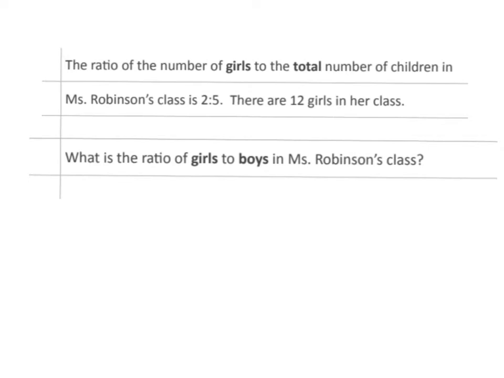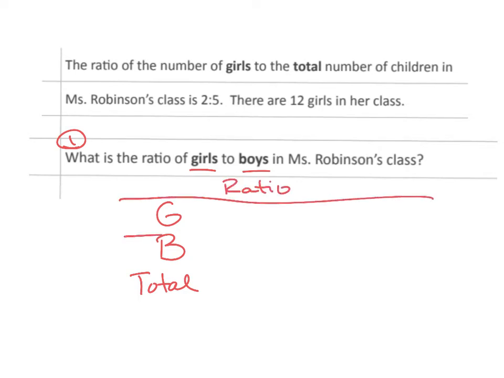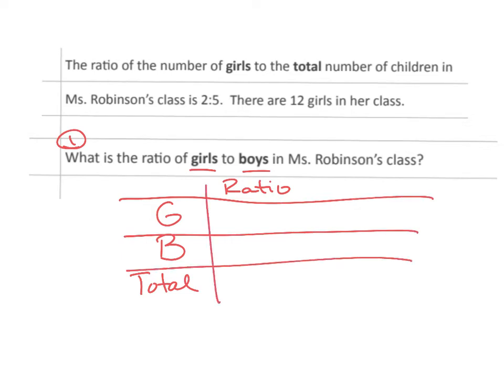The ratio of the number of girls to the total number of children in Miss Robinson's class is 2:5. There are 12 girls in her class. Here's our first question. What is the ratio of girls to boys? So I'm going to kind of make a table. In Miss Robinson's class, I'm going to have a number of girls, a number of boys, and a total number of students. And we're going to start with the ratio that they gave us. So we kind of have a table going on. Okay, and this is what we want, or the actual, one of the two. I don't care how you think of it, but that's what we want.